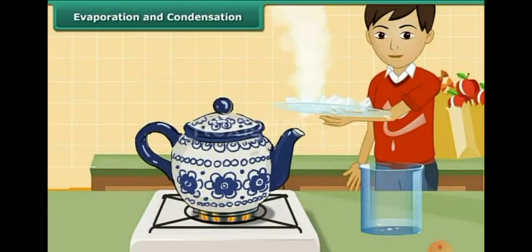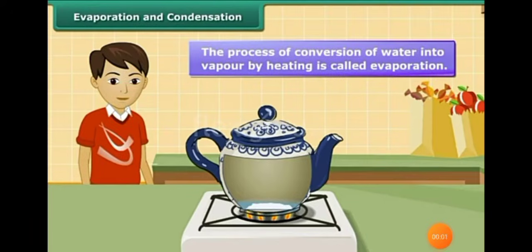So what did you notice until now, children? That while boiling the water, the vapor goes up in the form of gas. The water converts itself into gas and rises up. So that means heating the water converts it into the gaseous form. Now this process is called evaporation. Now let us see the next step in the water cycle, that is condensation.